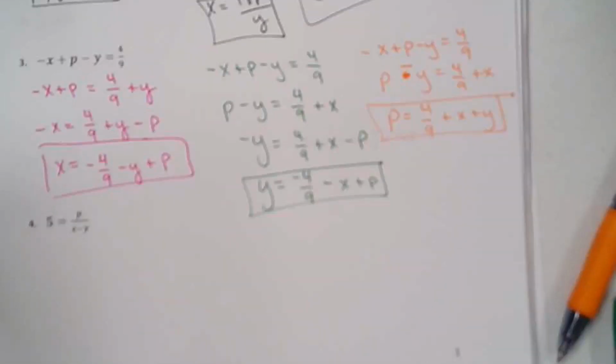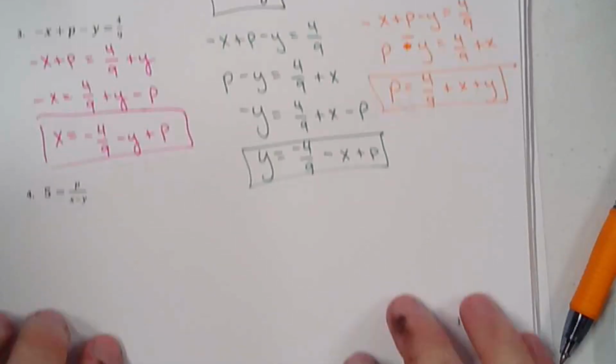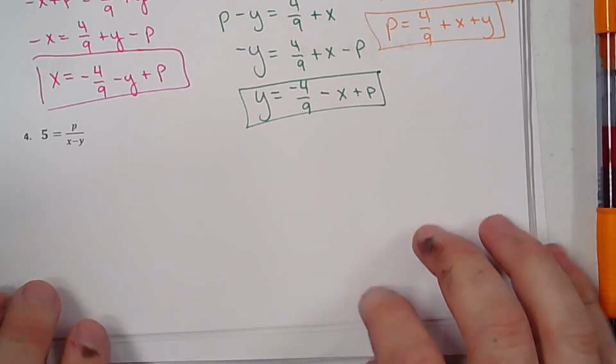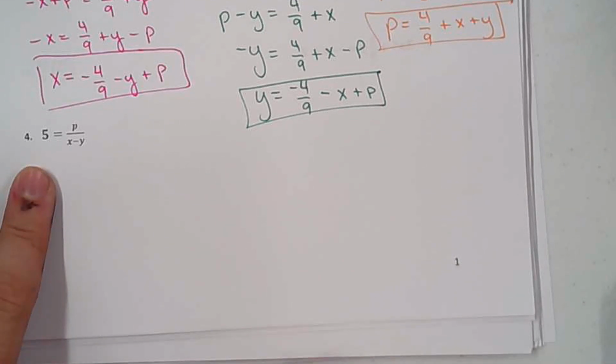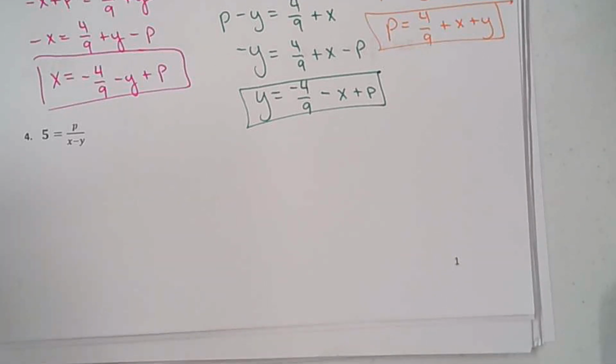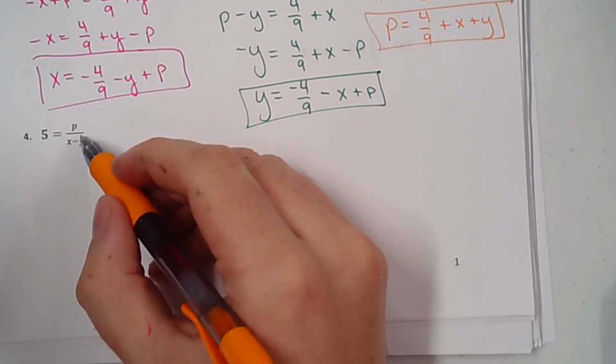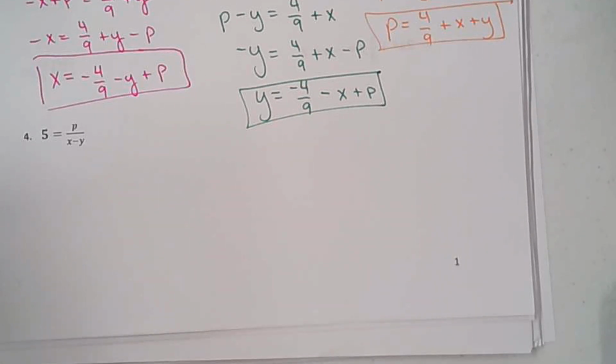Picking up what I'm putting down? Yes. Cool. Number 4. Here we go. We're going to get p on its own first, okay? Is the 5 bothering any of this stuff? Nope. What is bothering the p? The division of x minus y, okay?